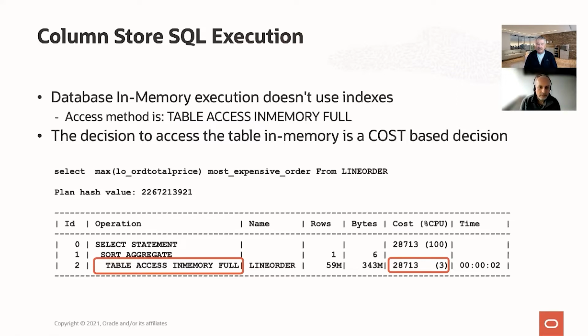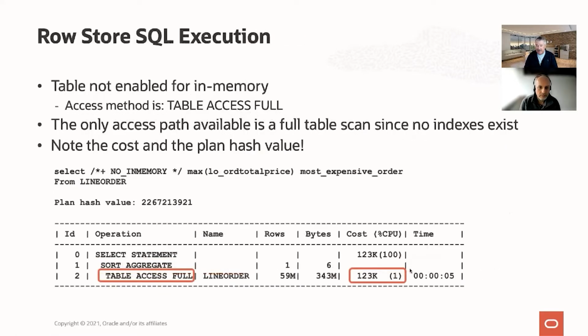But the idea is that the reason the optimizer chose this path, table access in-memory full, was based on the cost. The cost here was 28,000, and for the corresponding query, notice the NO_INMEMORY hint. It's the same SQL statement, but with a NO_INMEMORY hint, in the absence of any indexes, the cost is now 123,000. I had to hint it to not use in-memory, because the optimizer said it's much less costly to access that data in the column store than in the row store. And that's the theme for today.